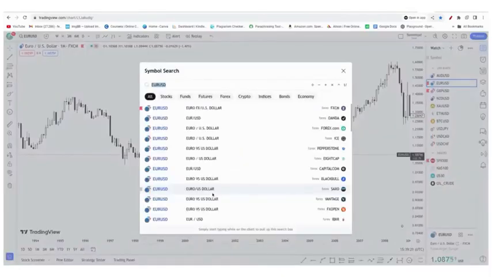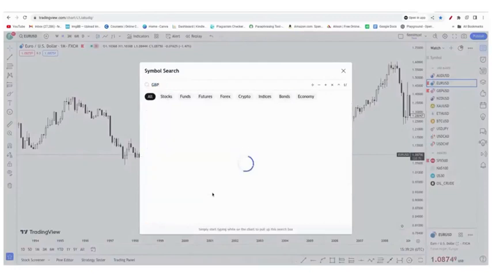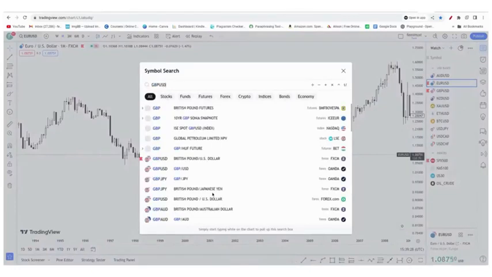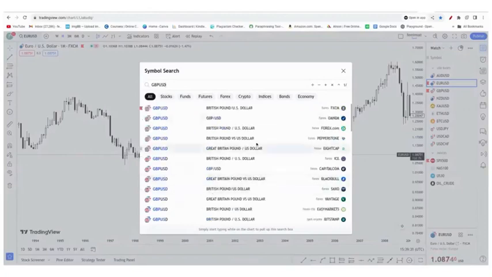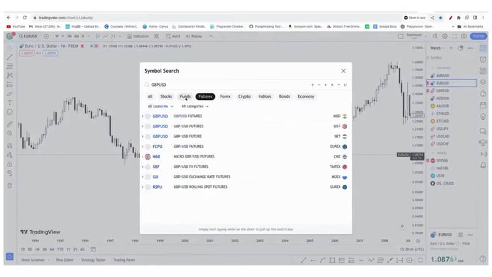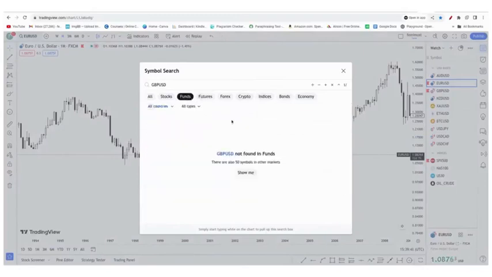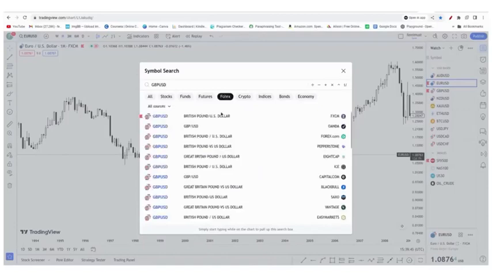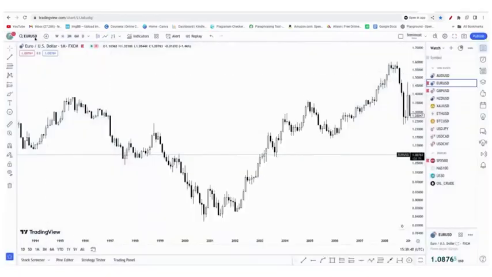So once you click here, type any pair you want. Let's try another one. Let's say I want to trade GBP USD. You can see here that everything is listed. So you just select. We have Forex, stocks, funds, futures, indices. Anything you want to trade is on TradingView. But our focus is on Forex.